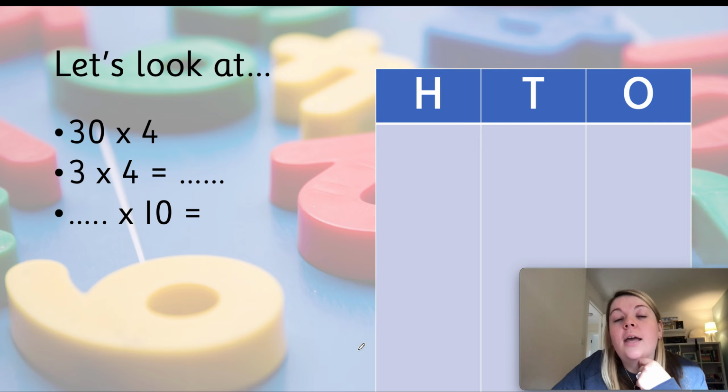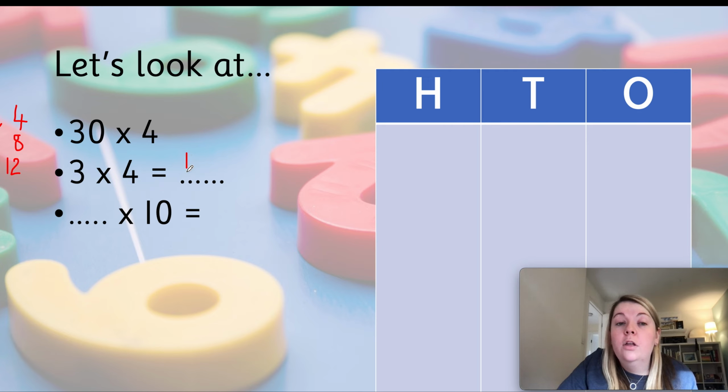So let's have a little look at 30 times 4. So this is if you want to take this further. So if you're challenging yourself today, boys and girls, which I think some of you will be doing. 30 multiplied by 4. So 30 groups of 4. So a way to work this out is to find out what 3 multiplied by 4 is. Now, if you are skip counting your 4 times table, you know 4, 8, 12. So 3 groups of 4 is 12.